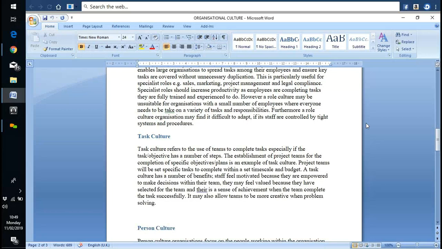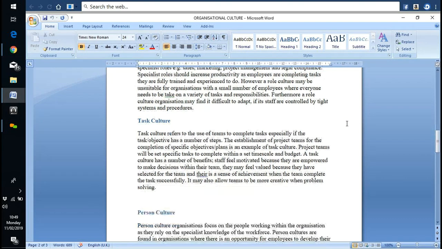Right. So role culture may be unsuitable for some organisations with a small number of employees where everyone needs to take on a variety of tasks. That, again, is partially us, because the 3 or 4 of us in the senior management team tend to do about 3 or 4 different roles, because until we expand even further, then we will probably release some of those roles to more employees as we extend and the more students that we get.